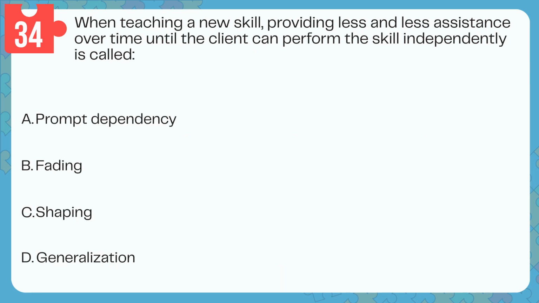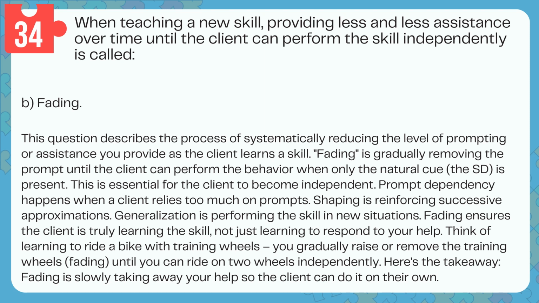Question 34. When teaching a new skill, providing less and less assistance over time until the client can perform the skill independently is called A. Prompt dependency. B. Fading. C. Shaping. D. Generalization. Answer B. Fading.